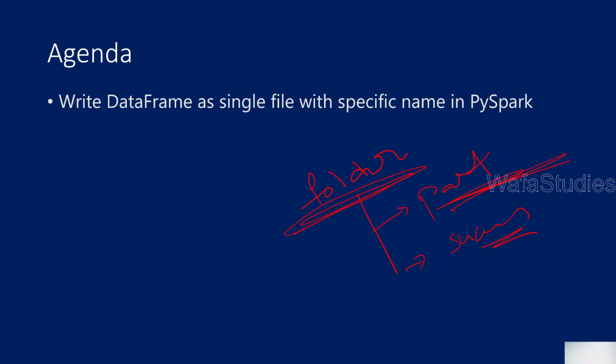Now, many times we don't want that. Maybe we have taken employee data as a data frame, and we want to write it as an employee.emp.csv file. So we want to control the name of the file, and we want the data in a single file as well. We will face that kind of scenario many times. So how to achieve that is what we are going to discuss in this video.